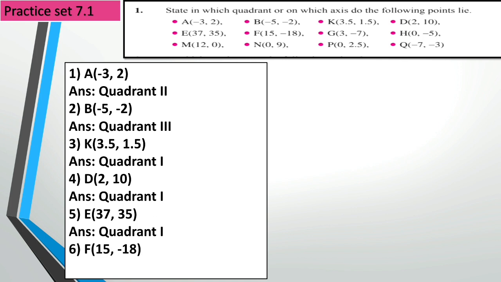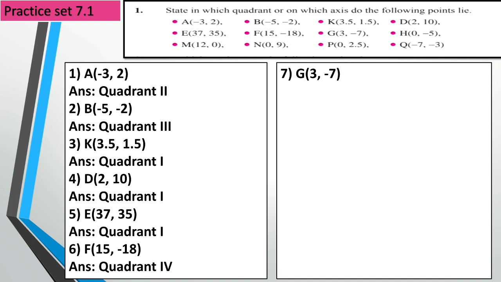Sixth one, point F. It is given positive 15 and negative 18. Means x coordinate is positive and y coordinate is negative. Positive and negative will lie in the fourth quadrant. Very good, students. I think you have understood how to write the quadrant.